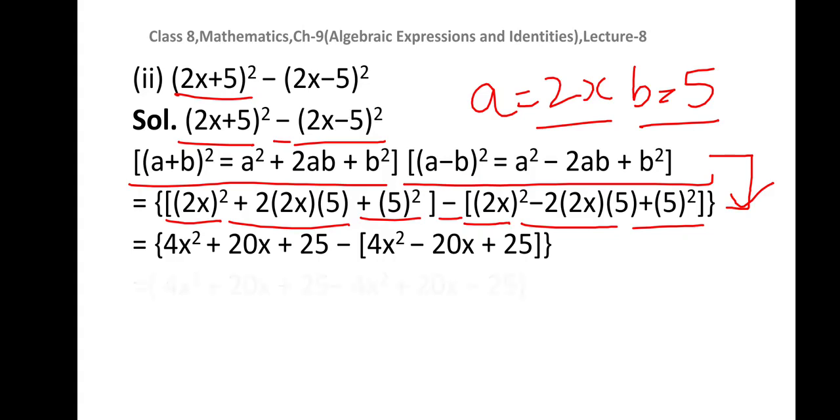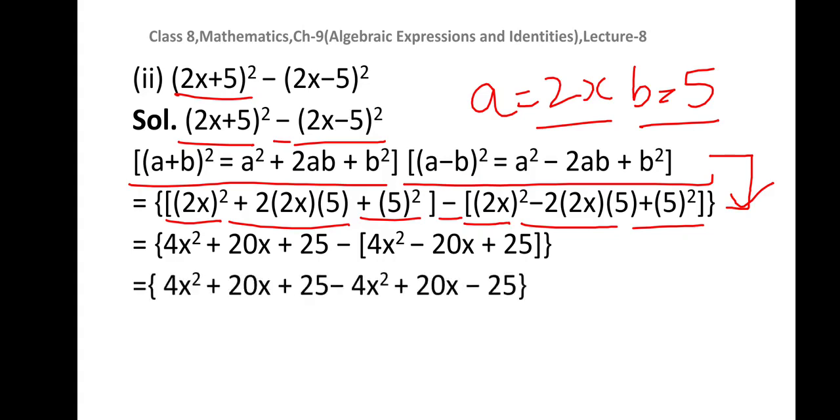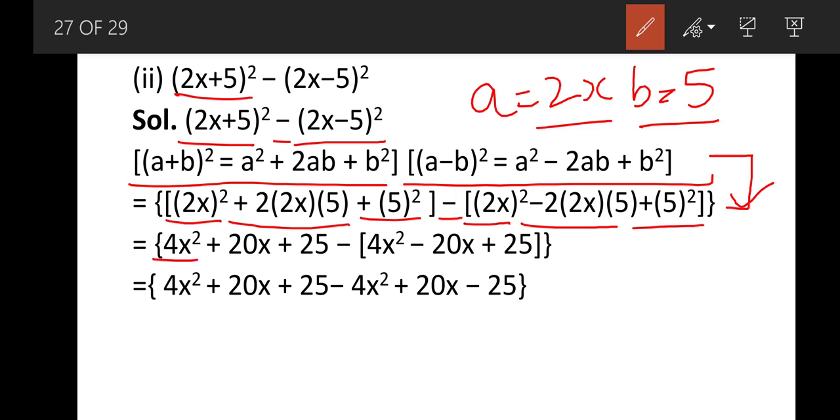So after solving, you will be getting 4x square plus 2 into 2 into 5, it will be 20x plus 5 square is 25, minus 4x square minus 20x plus 25. So as a minus sign is there, the sign of every term present inside the bracket will be changed. So this will be the step now, 4x square plus 20x plus 25, this will be written as it is, minus 4x square plus 20x, because signs have been changed as the outside minus sign was there, minus 25.